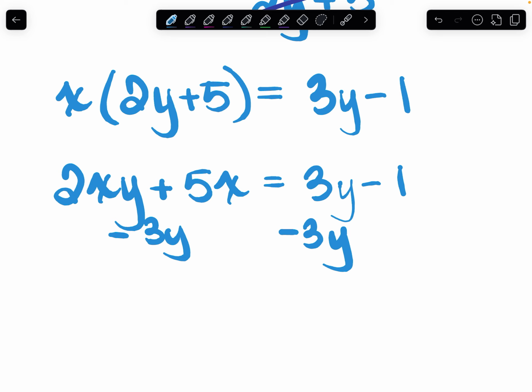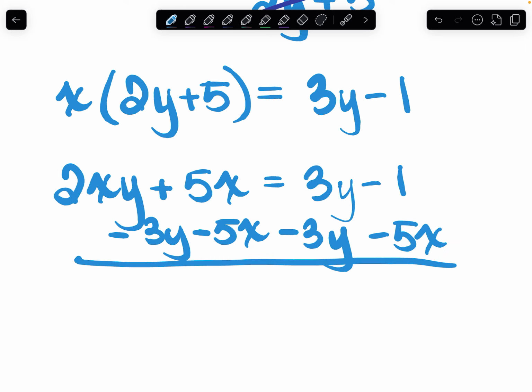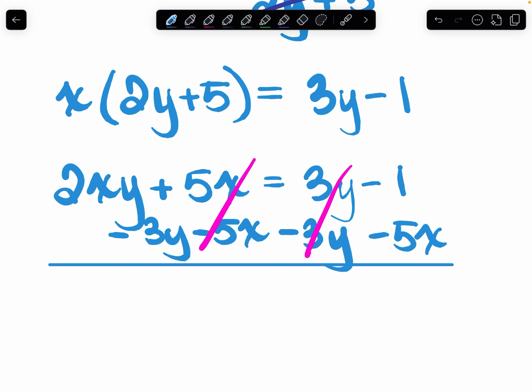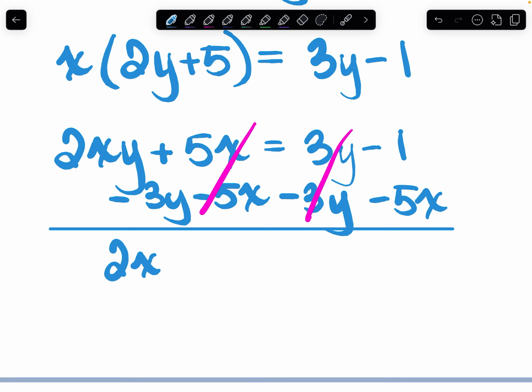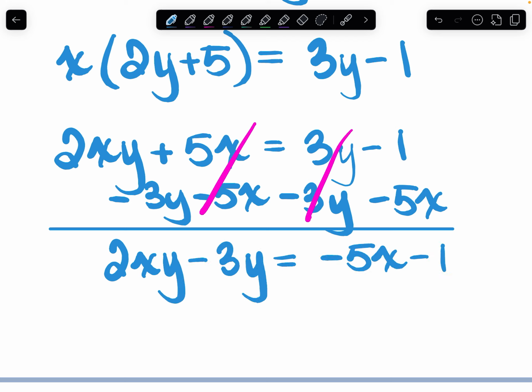I also have to move that 5x. That 5x can't stay on the left side because it does not contain a y variable. So I'm going to move them at the same time. So I'm going to subtract 5x from both sides. And you can do this one step at a time if you prefer. So those are going to zero out. Those two are going to zero out. So we are left with 2xy minus 3y equals negative 5x minus 1.